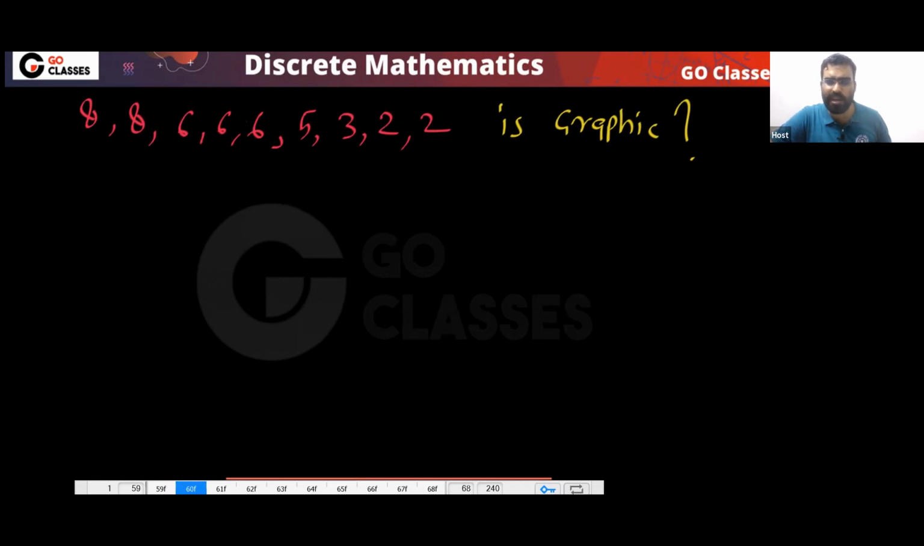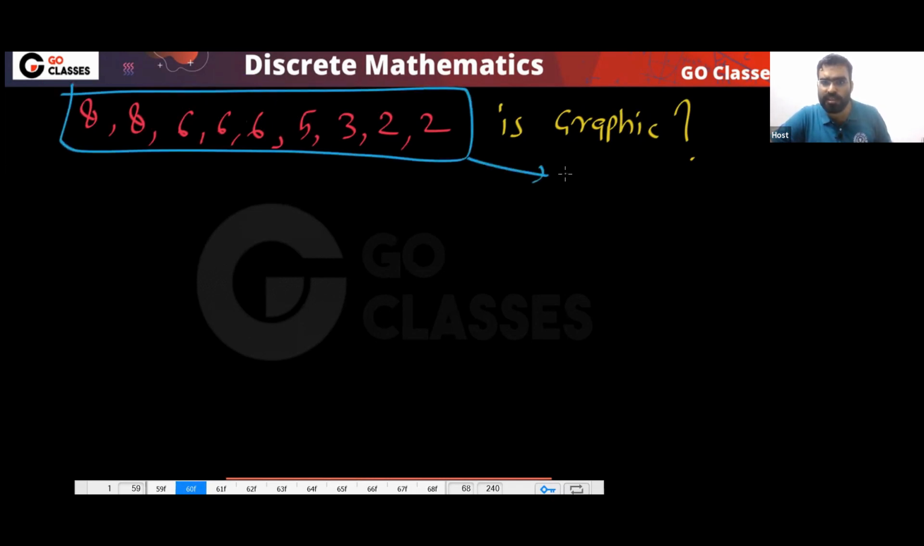Basically, you have to apply Havel Hakimi, because the number of vertices is n, 9, and when the number of vertices is 9, the maximum degree should be less than or equal to 8. That is fine. So you cannot stop; you have to apply Havel Hakimi.